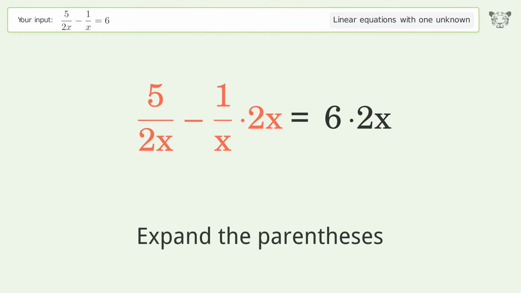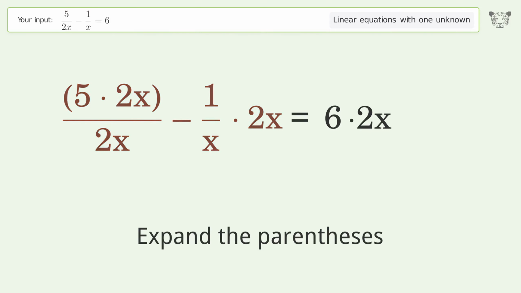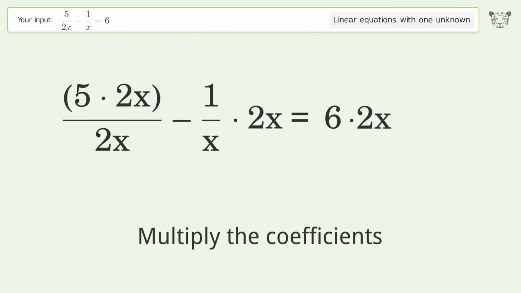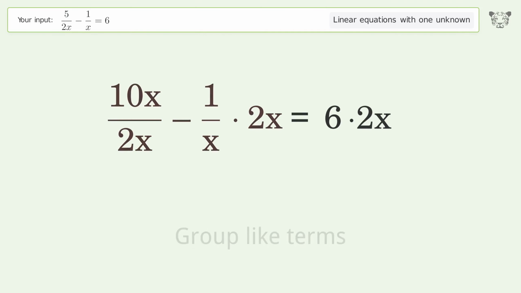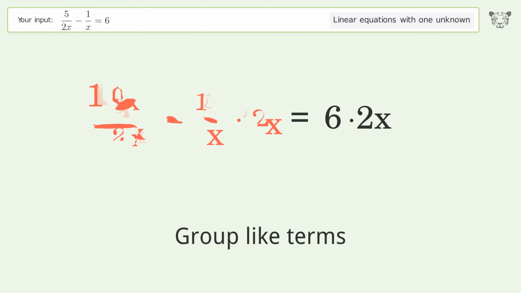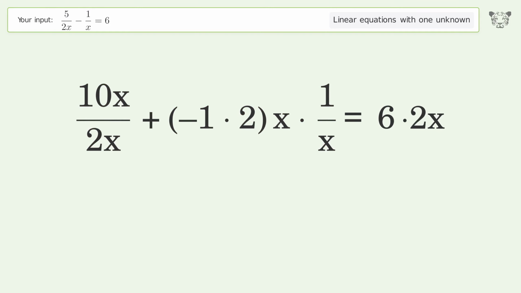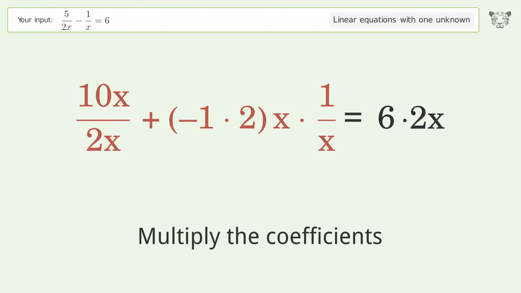Expand the parentheses. Multiply the coefficients. Group like terms. Multiply the coefficients.